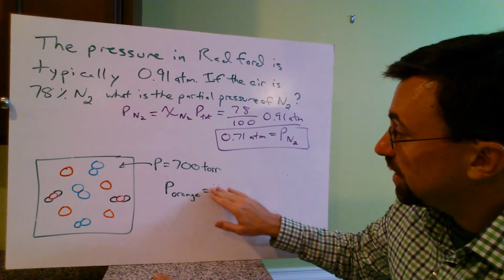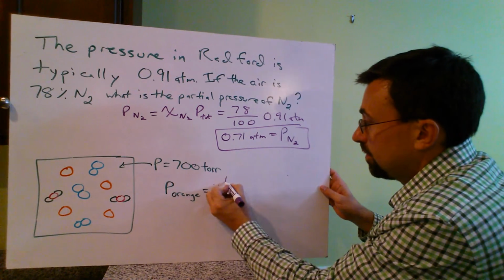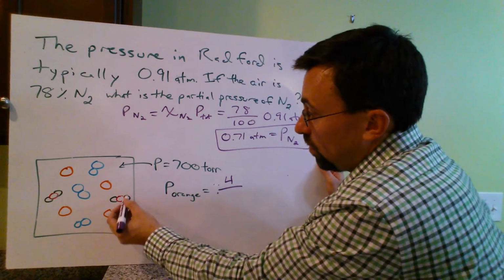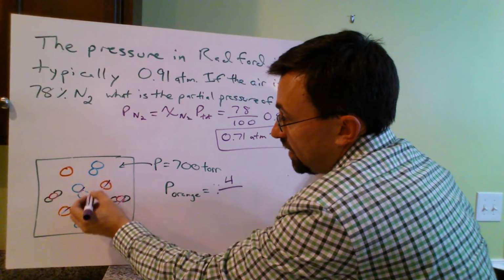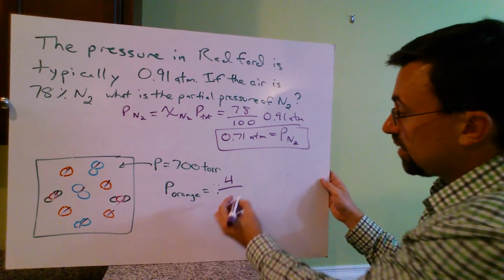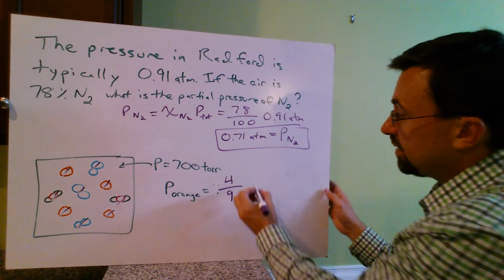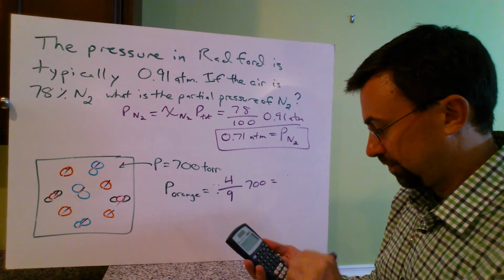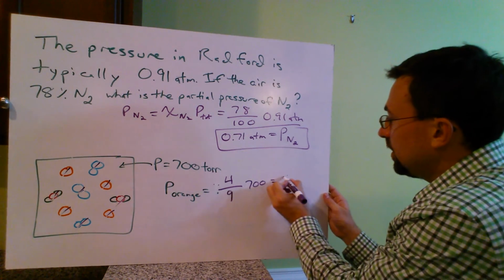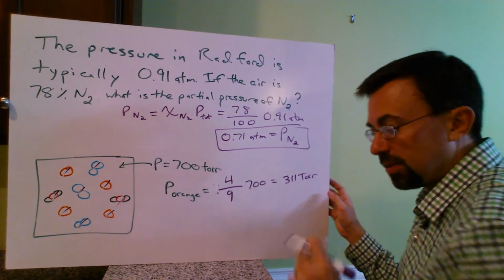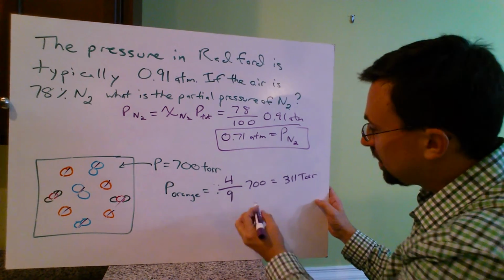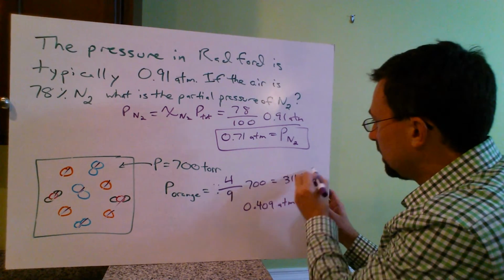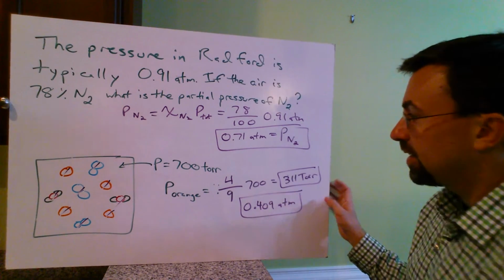So if we look at the orange, I count 1, 2, 3, 4. If I look at how many molecules there are, I count 1, 2, 3, 4, 5, 6, 7, 8, 9. And again, it doesn't matter how many atoms, we're looking at molecules. So 4/9 times 700 gives me an answer. Or 311 torr, which is the same thing as a millimeter of mercury. If we wanted to convert that to atmospheres, we could divide by 760. And you get that for the partial pressure of orange.